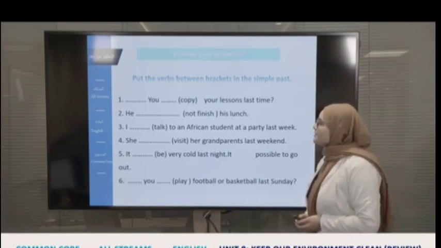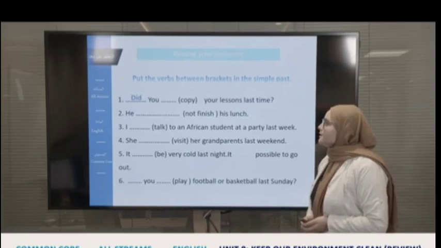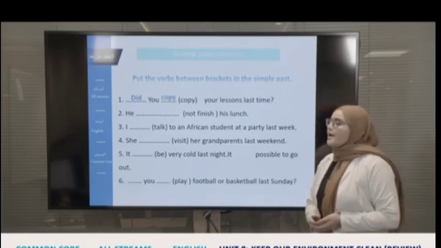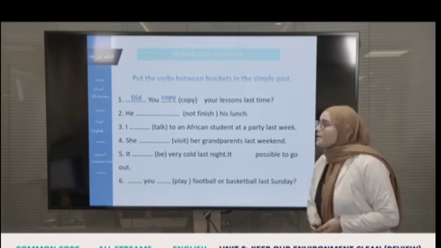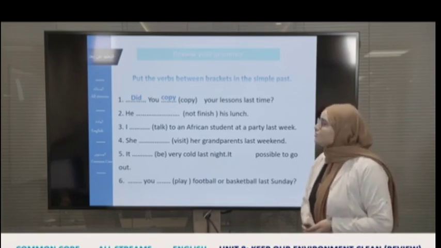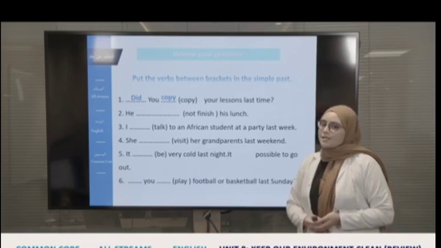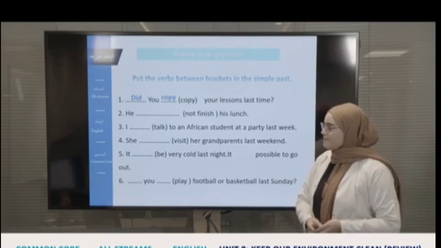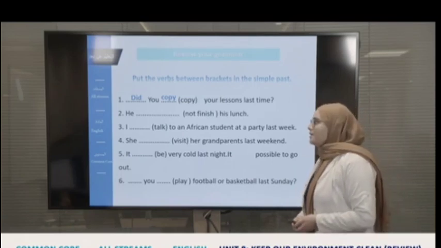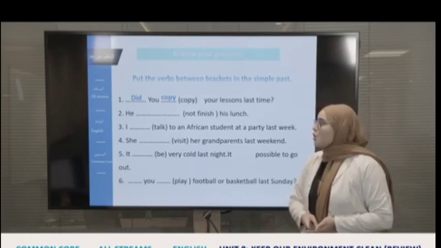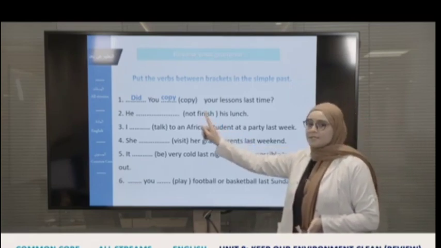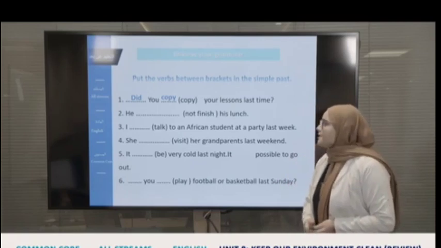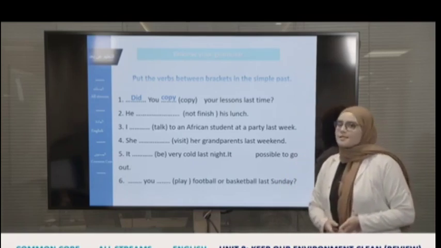Okay, let's correct. Number 1, did you copy your lessons last time? Here we have the interrogative form, so we need an auxiliary verb, which is do. We conjugate it in the simple past. The past of do is did. Then the verb in the infinitive. See here, we didn't conjugate copy. We conjugate the auxiliary verb, which is do. Did you copy your lessons last time?